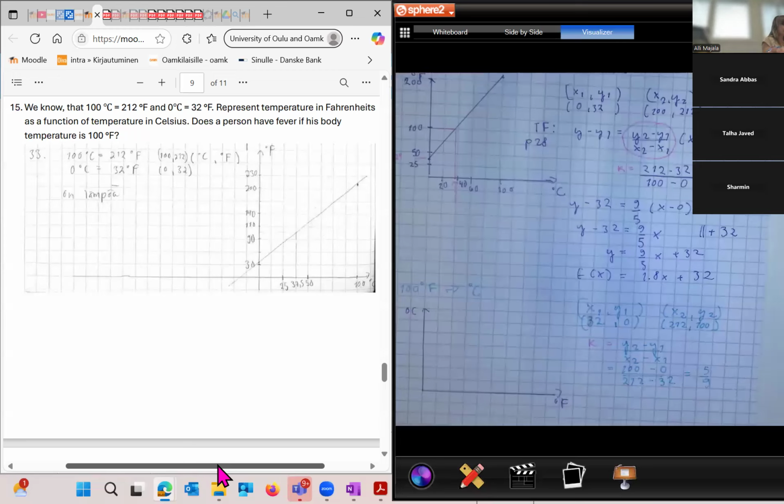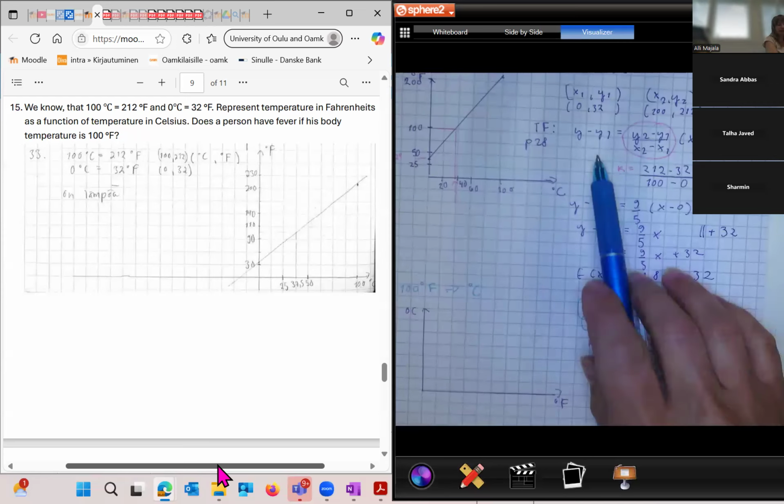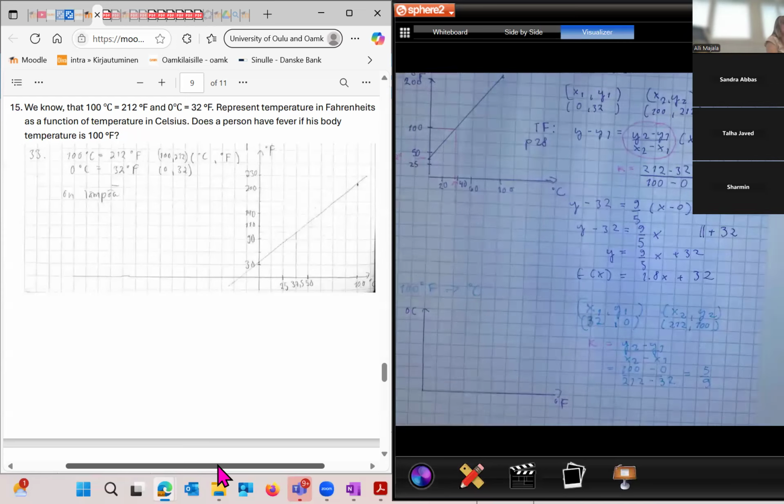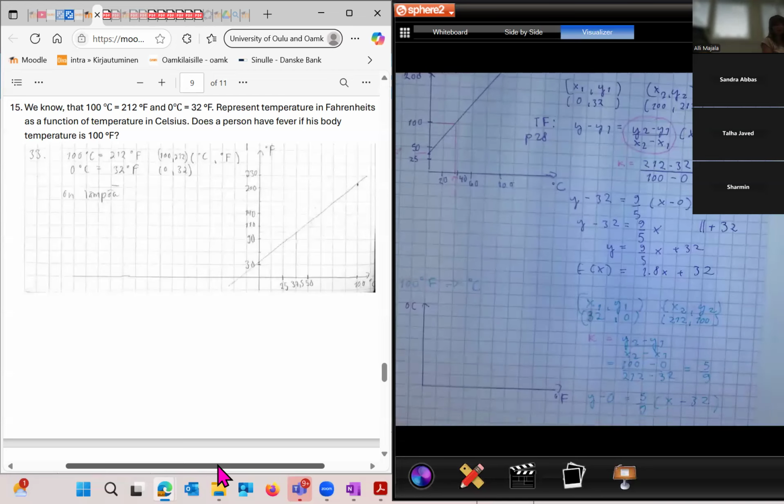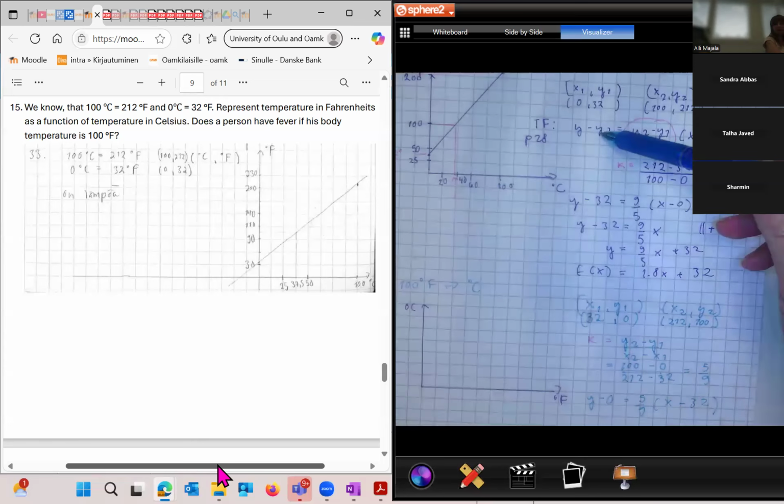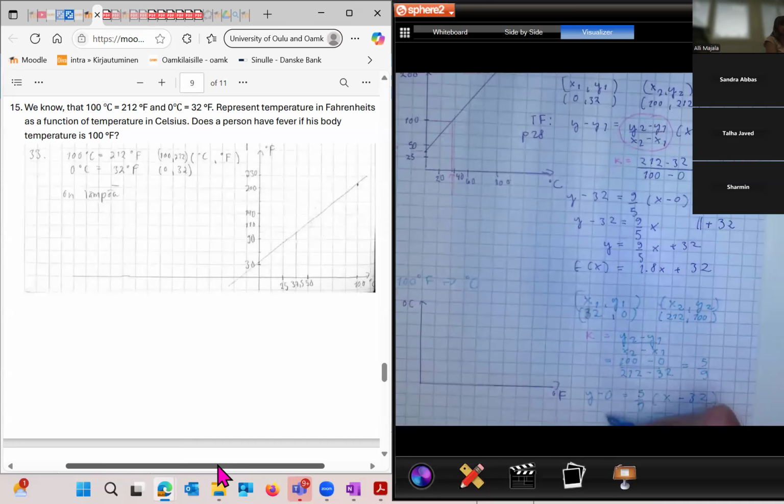And then we can make the whole equation with this. So y minus 0 is 5/9 times x minus 32. This was my first point, and I put it into this equation here. Now it's here, and now I get something different, of course, here.